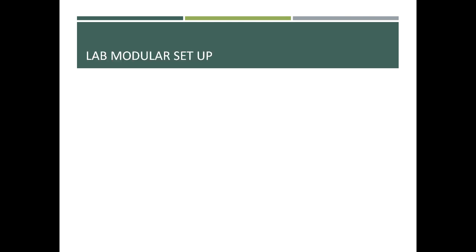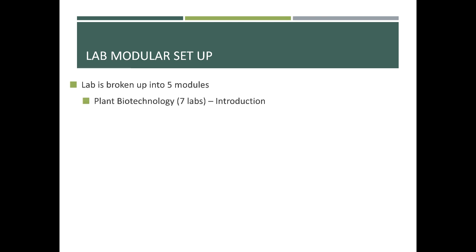Okay, let's talk about the lab modular setup. The lab is broken up into 5 modules. In each of these modules, we'll work with a different model organism, except the 5th one, which is not really a model organism. The first one is plant biotechnology. Over here is Arabidopsis. It is a model organism used for plant research. As you can see here, that this particular lab module will take up a lot of time. It is 7 specific labs, and the end product of that will be an introduction.